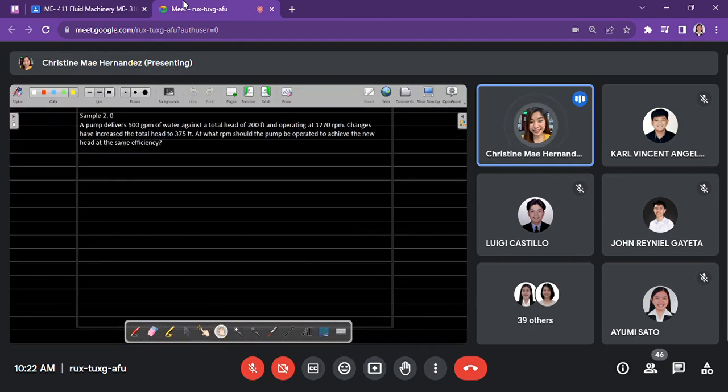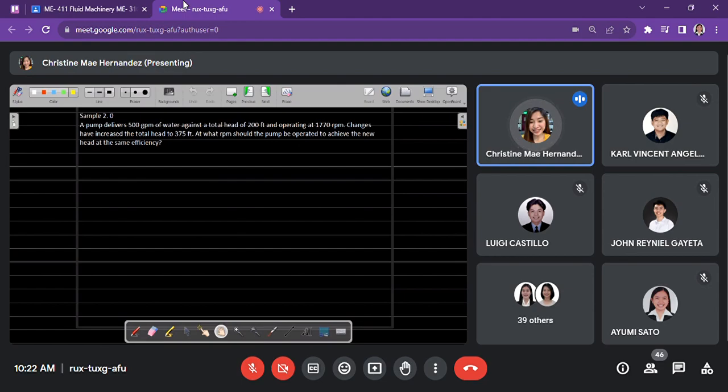Sample number 2. A pump delivers 500 gallons per minute of water against a total head of 200 feet and operating at 1,770 RPM. Changes have increased the total head to 375 feet. At what RPM should the pump be operated to achieve the new head at the same efficiency?